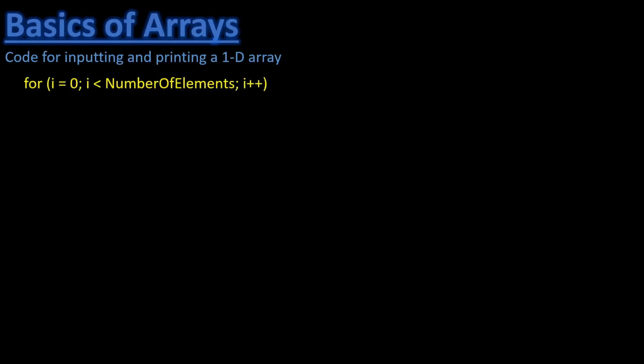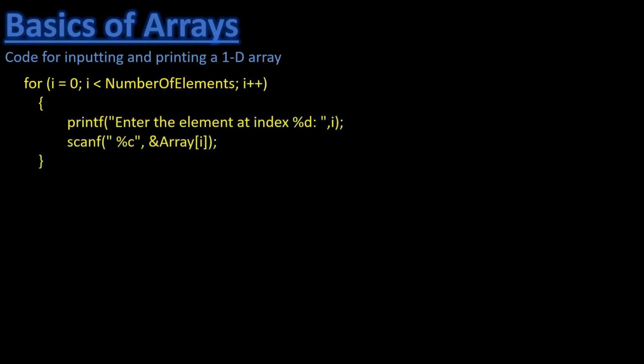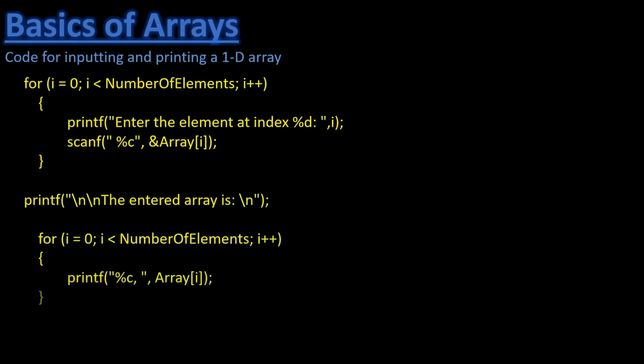Using a for loop, we change the value of i from 0 to the number of elements minus 1. We ask the user to input the element at the ith index and then input it using scanf. Then we print the array using another for loop. The above code gives the following output.